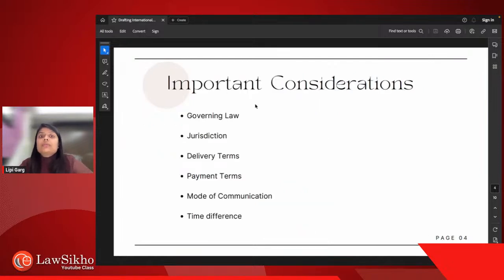Cool. So we now come to the important considerations for international contracts. This is basically our focus for this particular session. Let's say you are having a contract within India, like a national contract. Both the parties are from India, one from Delhi, one from Mumbai. In this case, the governing law will always be Indian law, right? There is no conflict or dispute regarding the governing law.